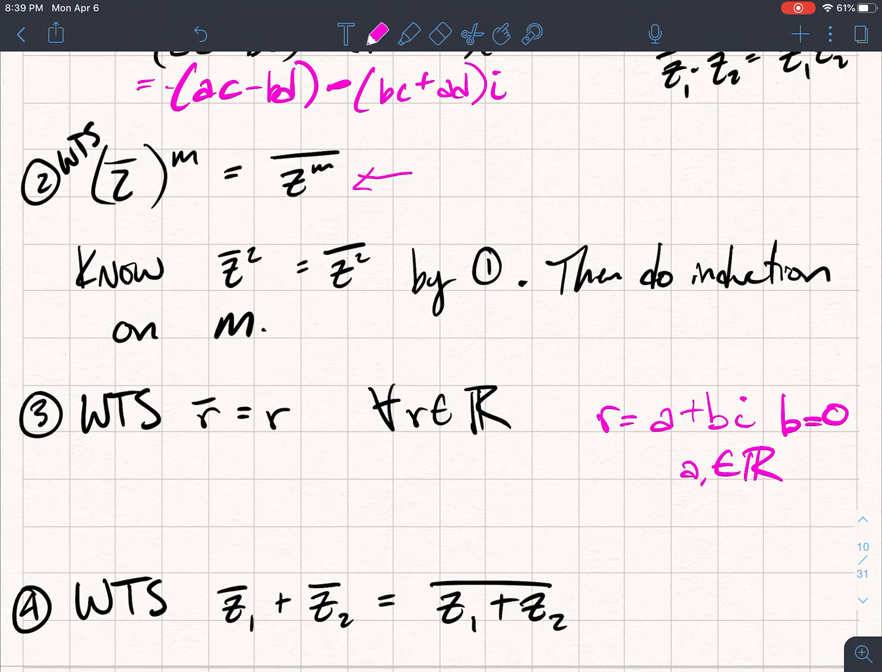The procedure's the same as the first one we did. Work on the left-hand side, get to some endpoint. Work on the right-hand side, get to a different endpoint. They should be the same. So pause the video and give it a shot.